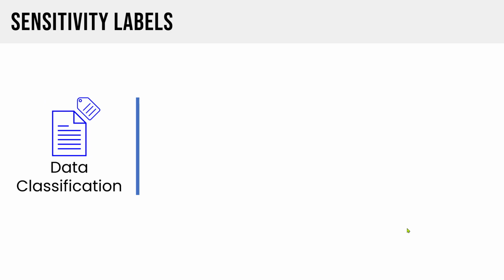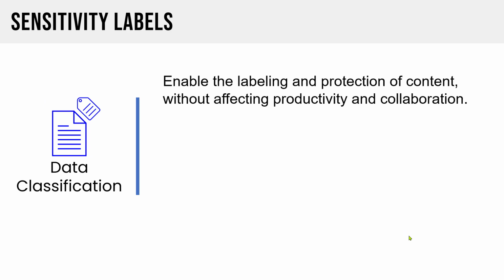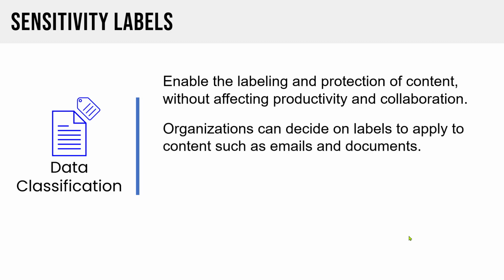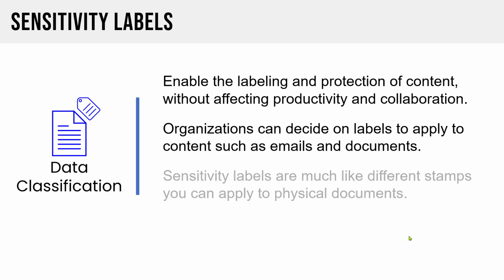So, sensitivity labels. I mentioned sensitivity labels are used in the labeling and protection of content. These don't affect productivity or collaboration. We can decide on our labels and how to apply them to content like emails and documents. But think of sensitivity labels like different stamps that you can apply to a physical document. So when I have, say, a legal document, I can take a stamp and stamp the words legal confidential on there, right? So this is the electronic form of that. I can apply a sensitivity label to that document.